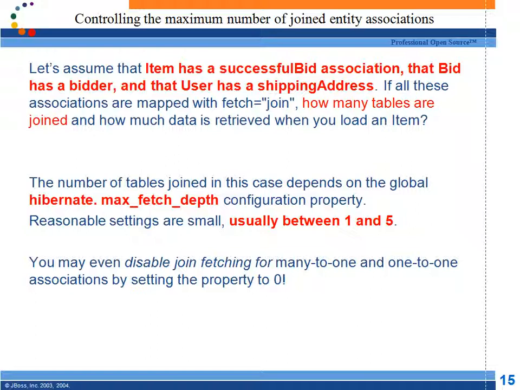Even though you configure fetch is equals to join, if you set the property value of 0, it will have different individual queries, right? It will not join, it will not use outer joins.